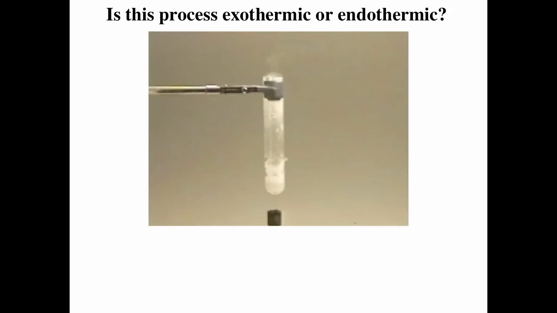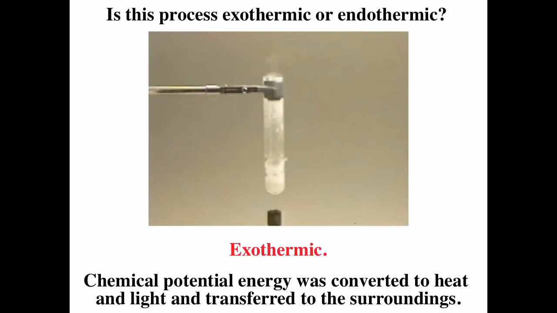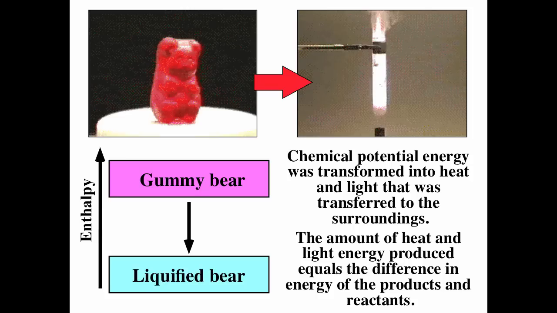And so here our container got very hot, and so that means it must be exothermic. And so if the reaction vessel gets cold, endothermic because heat will go from the surroundings to the system. If the reaction vessel is hot, it means it's exothermic because heat is going from the reaction vessel to the surroundings. And so we went from gummy bear to liquefied bear. We released a lot of energy, and so we converted chemical potential energy into heat.